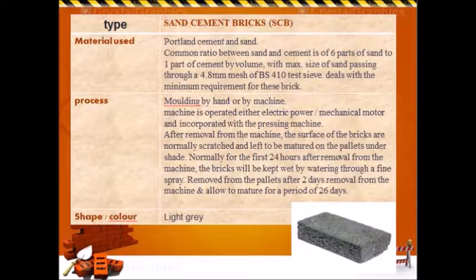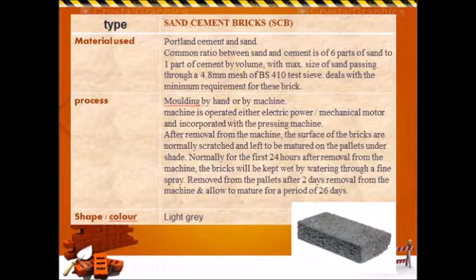Okay, seterusnya adalah sand cement bricks (SCB). Material used in SCB is Portland cement and sand. Common ratio between sand and cement is 6 parts of sand to 1 part of cement by volume, with maximum size of sand passing through 4.8 mm mesh test sieve. The process of SCB is you can molding by hand or by machine. Machine is operated either by electric power or mechanical motor and incorporated with the pressing machine.